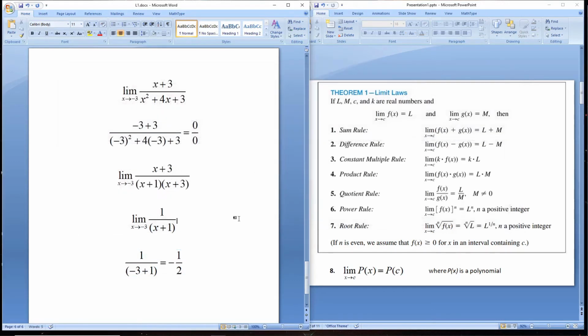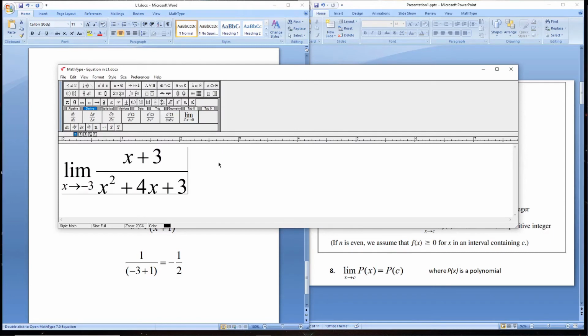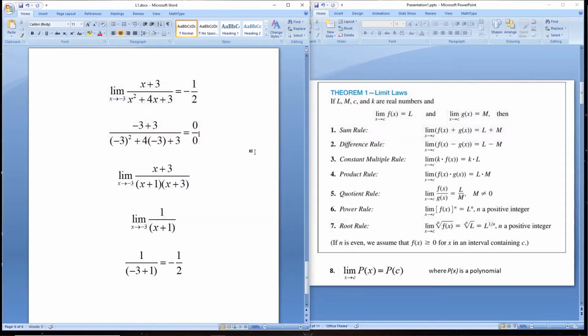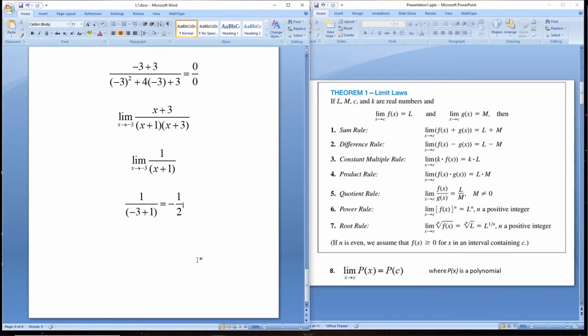And we get an answer. And that is our answer. This limit is equal to minus 1/2. Let's try another one.